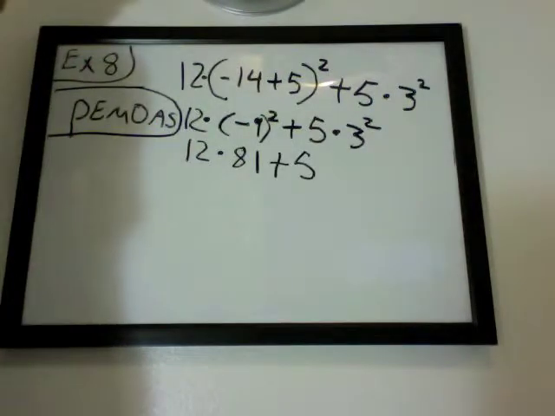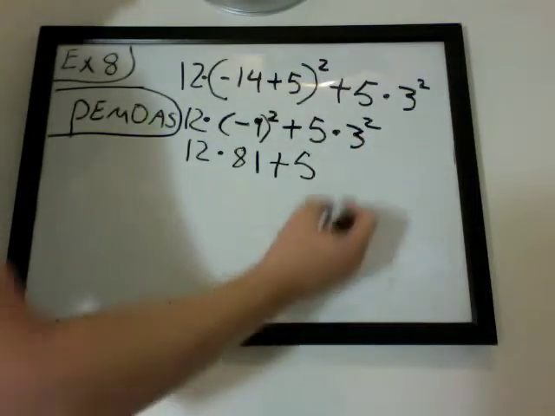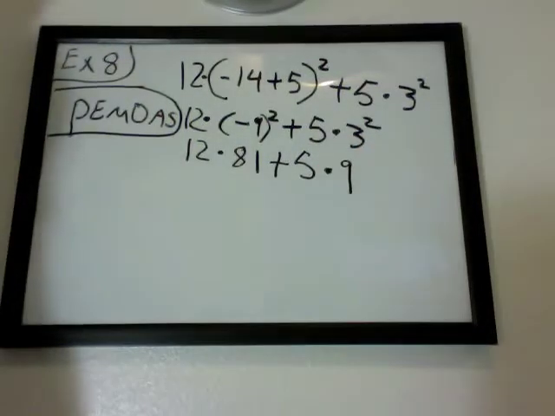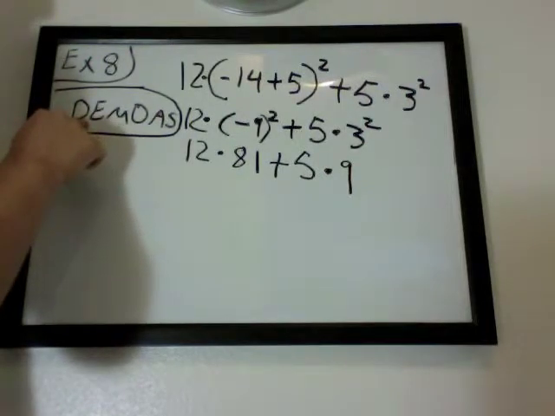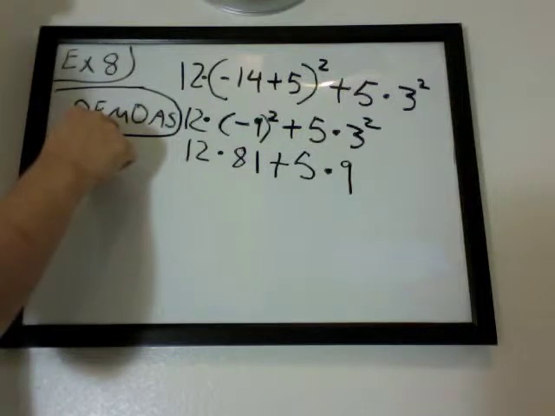So let's take care of that exponent right here. 3 times 3 is 9. Now let's do the PEMDAS. We got rid of the parentheses, we got rid of all the exponents. Now let's look at multiplication, division.